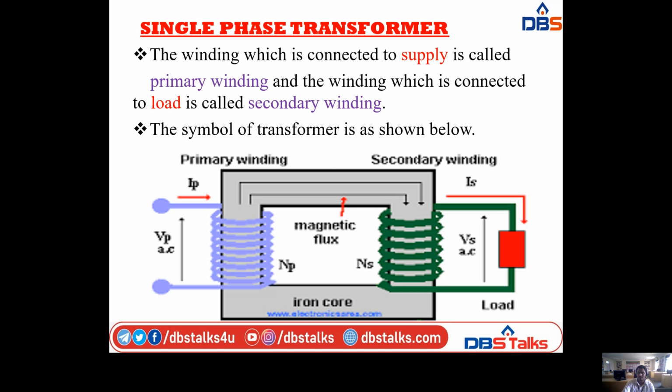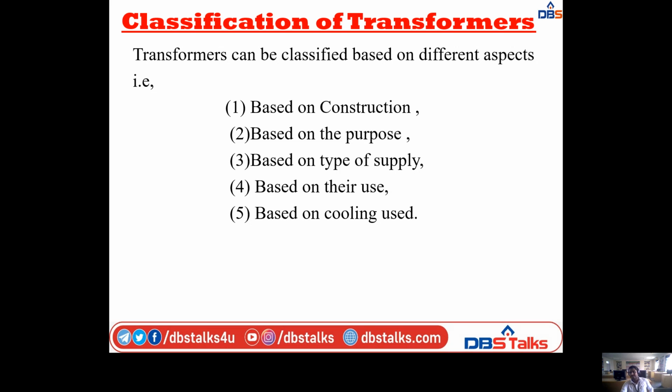Okay. Next, coming to the classification of transformers. Transformers can be classified based on different aspects. Firstly, based on construction, based on the purpose, based on the type of supply, based on their use, and based on the cooling used. So these are the different aspects. Depending upon these aspects, we classify the transformers into different types. Okay, so firstly I will take the classification based on construction.